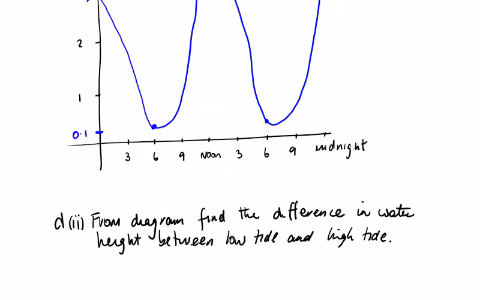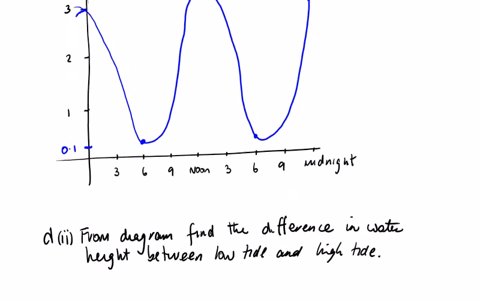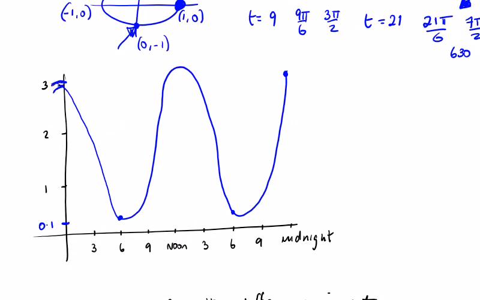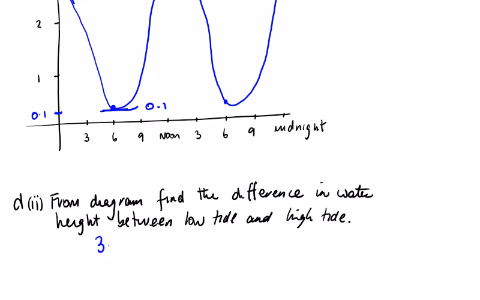D part 2, you're asked to find, using the sketch, the difference in height between low tide and high tide. Well, mine just came a bit at 3, it should have been at 3.1 as we know from above, 3.1 to 0.1. So that's back nearly to part 1 again, 3.1 minus 0.1, the difference is 3 meters.